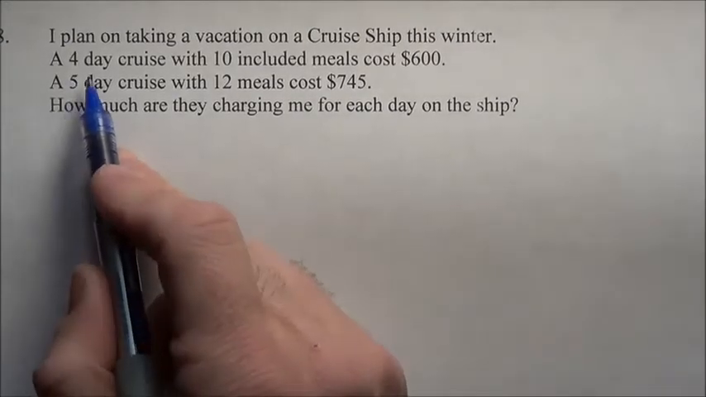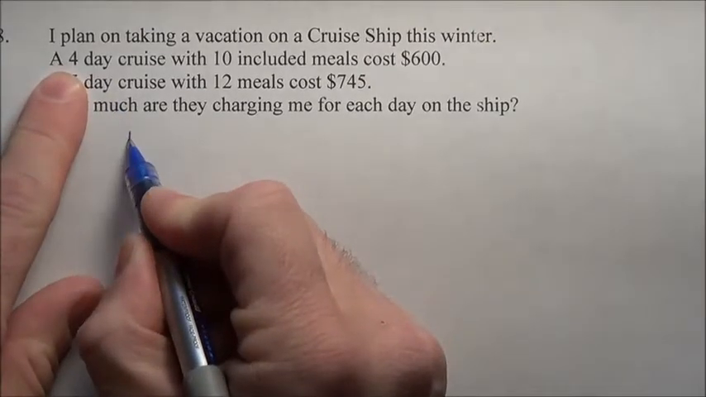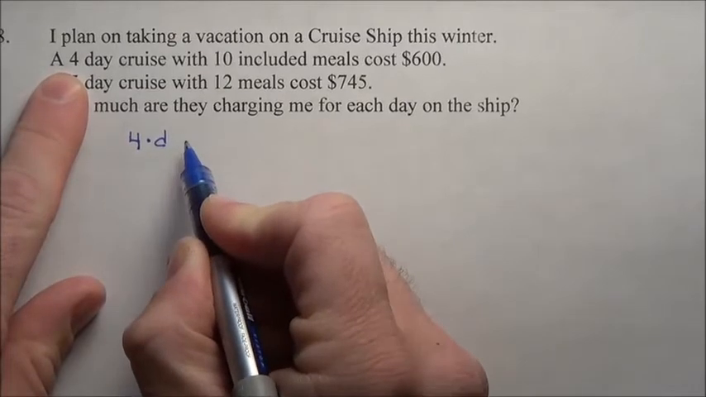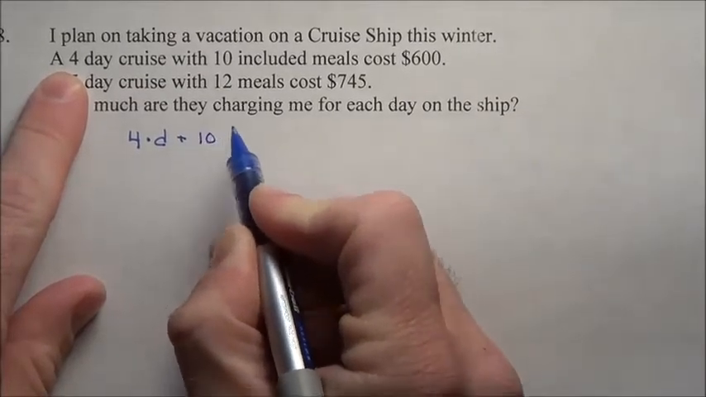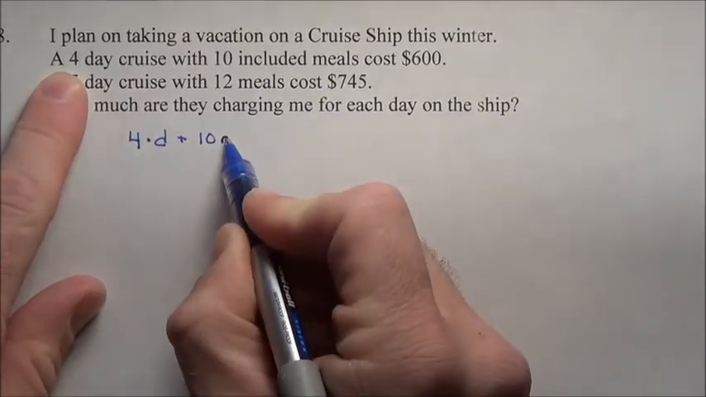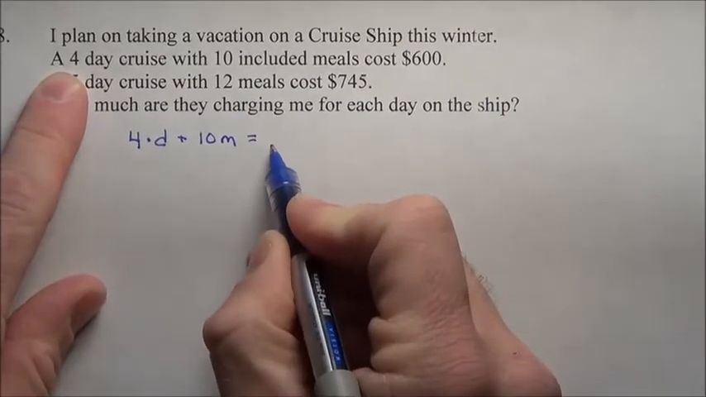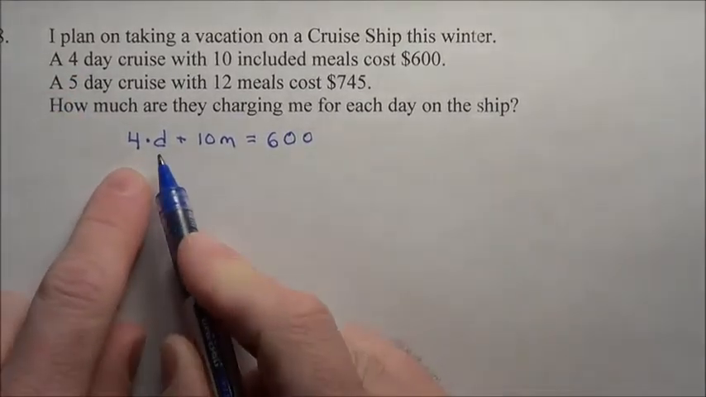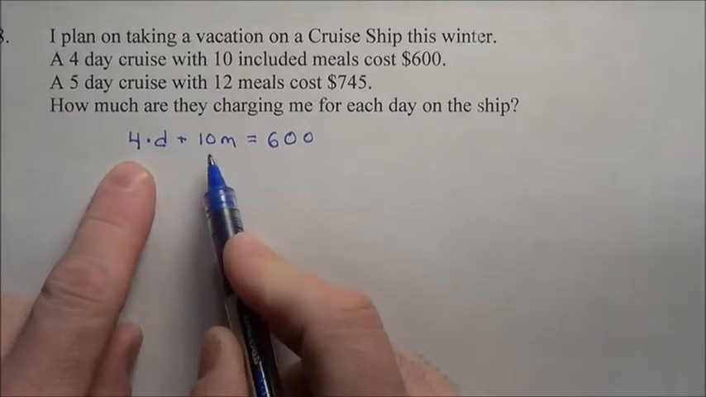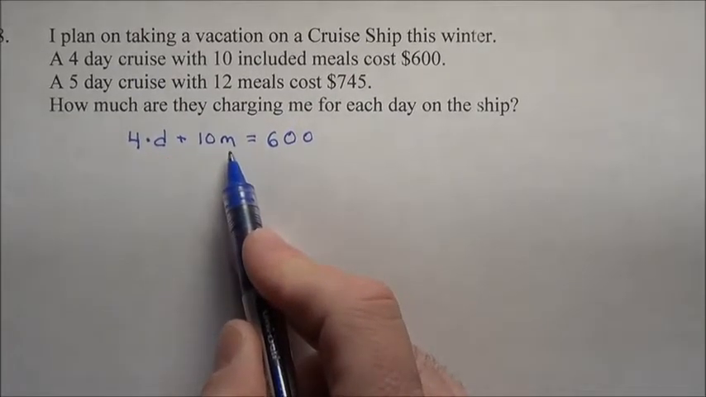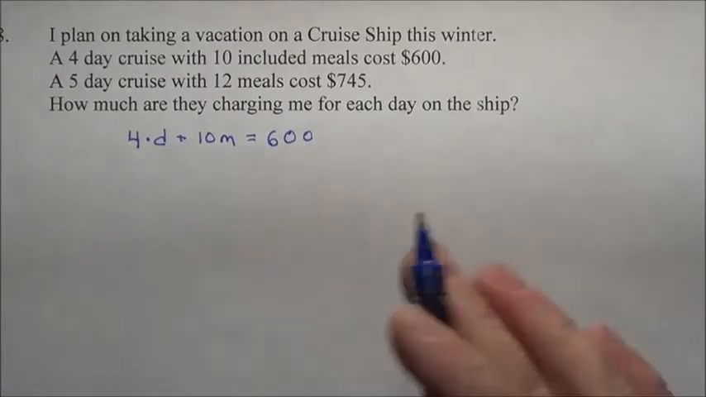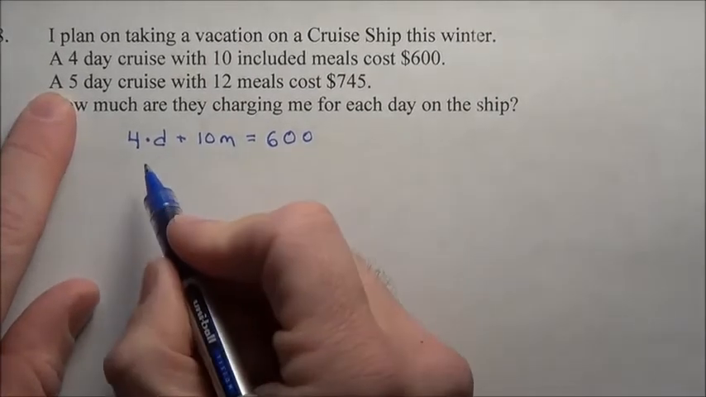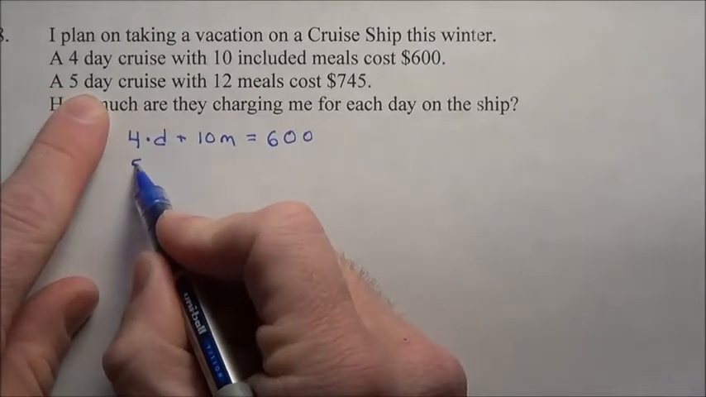Well, if I just write an equation from this, let's see, 4 days, so 4 times however much they're charging me per day, plus 10 meals, so 10 times however much they're charging me for meals, adds up to $600. I know that's true. If they're charging me $100 a day, that'll be $400 plus, then whatever per meal they're charging would be $20. But we don't know what it is. Could be all types of things. But we do know that we can get another equation from this.